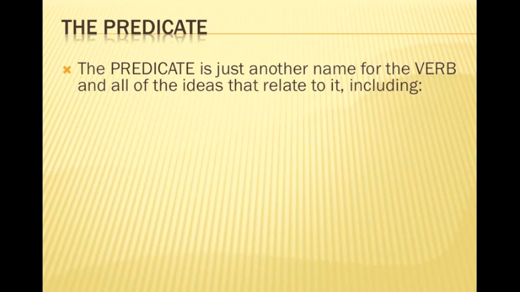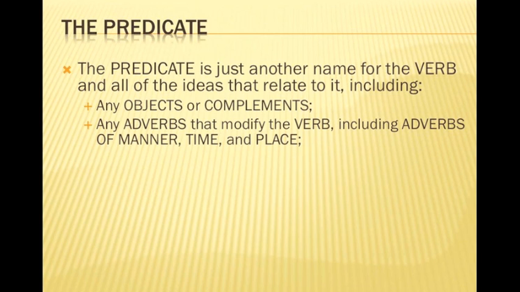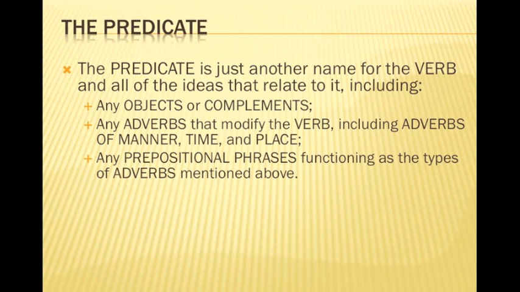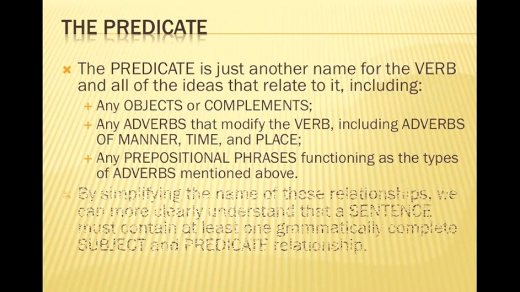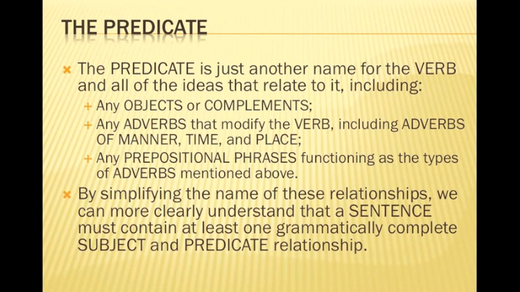So as we said before, the predicate is just another name for the verb and all of the ideas that relate to it, including any objects or complements, any adverbs that modify the verb, including adverbs of manner, time, place, any prepositional phrases functioning as the types of adverbs mentioned above. By simplifying the name of these relationships, we can more clearly understand now that a sentence must contain at least one grammatically complete subject and predicate relationship.